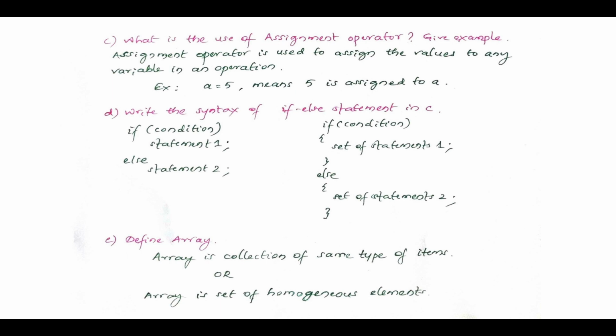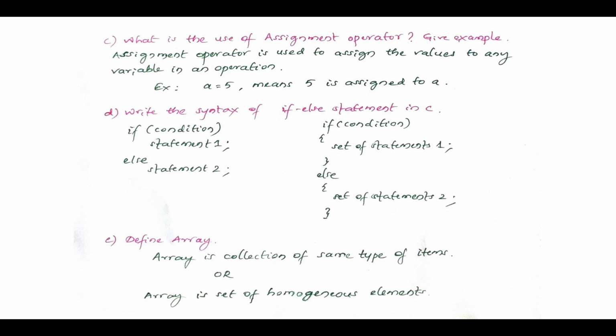Write the syntax of if-else statement in C. If-else is also one of the conditional control statements. First, you are going to write if. Inside the bracket, you are going to write the condition. If the condition is true, statement 1 will be executed, else statement 2 will be executed. If there are more statements, we are going to use the brackets. If there is only one statement, we can skip the brackets.